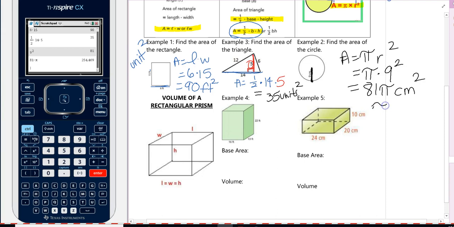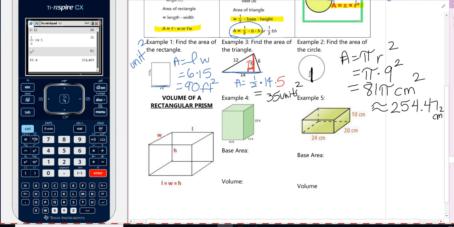So in case you want to do that, you can also multiply by pi. So therefore, our more simplified answer would be 254.469. So I'm going to say 254, and that's still centimeters squared. All right, so those are just our areas.